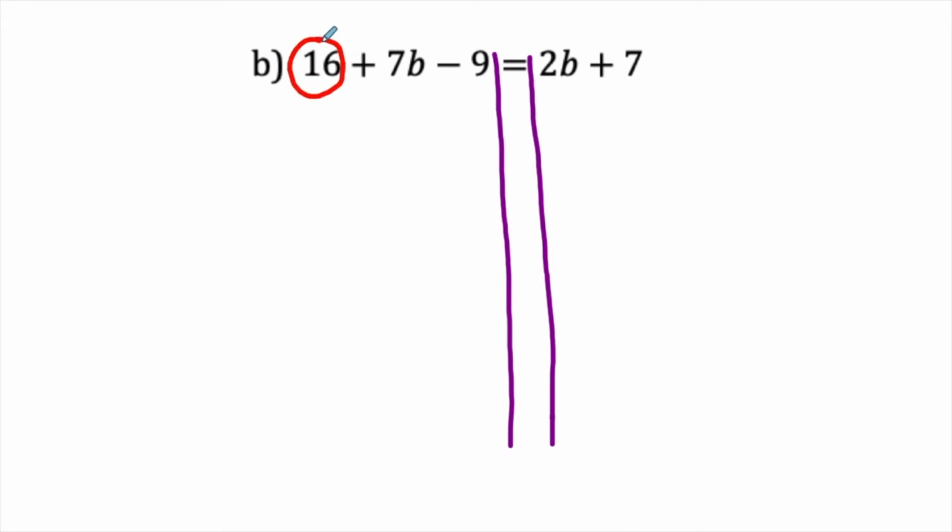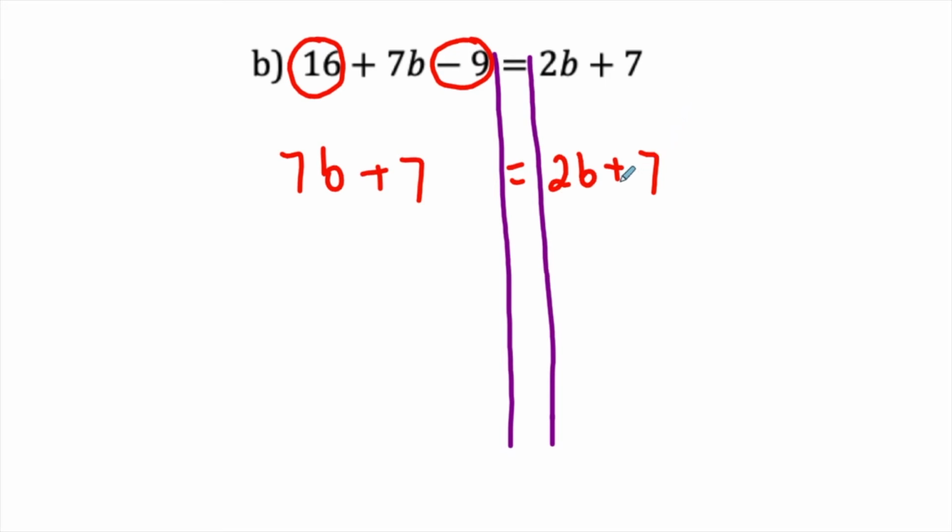So 16 and negative 9. There we go. Again, I like the variable out front, so I'm going to put 7b out front. And then I'm going to do 16 minus 9, and 16 minus 9 gives me 7. Equals the right-hand side. Do I have any like terms? No. 2b, 7, there are no like terms there, so I'm just going to bring that down.